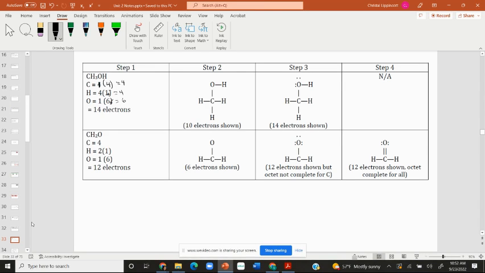So out of these, carbon is going to go in the middle. Now, hydrogen is less electronegative than carbon. Why did carbon go in the middle?